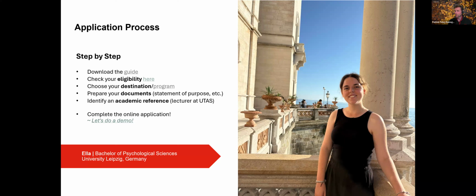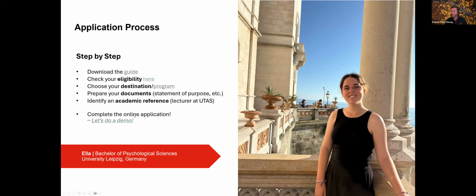And that academic might say, oh yes, I think that's a really good idea. So you've worded them up. You've had a chat with them about your hopes and dreams to study overseas, and then ask them whether or not they'd be comfortable to be an academic reference. Okay, so that's our little 5-step. Download the guide, check the eligibility, start shortlisting destinations, whip up a statement of purpose, and then consult an academic about whether or not there'd be an academic reference.